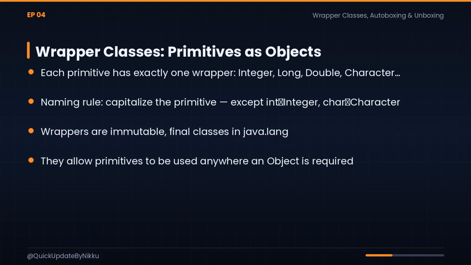A wrapper class is a thin, immutable object that encloses a single primitive value. Because wrappers are real classes, they satisfy generic type bounds, can be stored in collections, and can be passed to any method expecting Object. The 8 wrappers Byte, Short, Integer, Long, Float, Double, Character, and Boolean are all final and live in java.lang, so they are always available without an import.